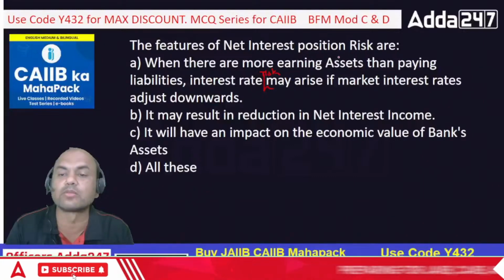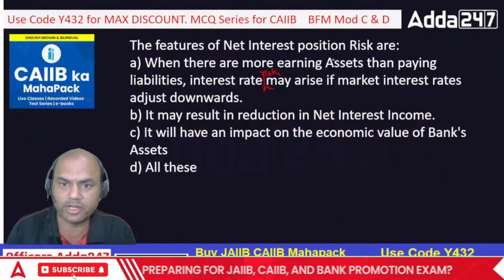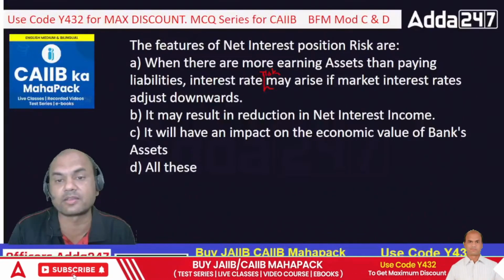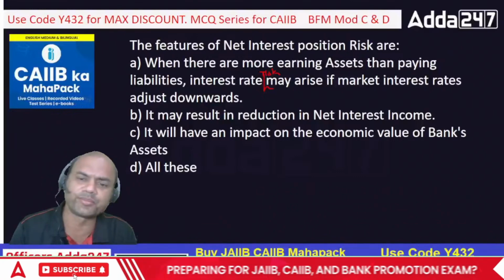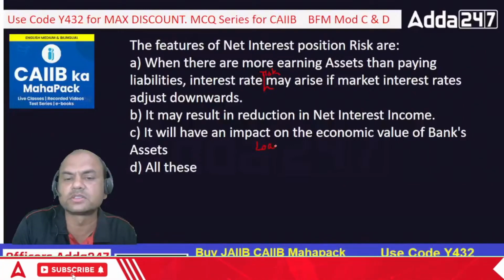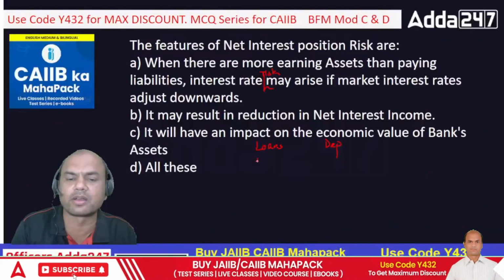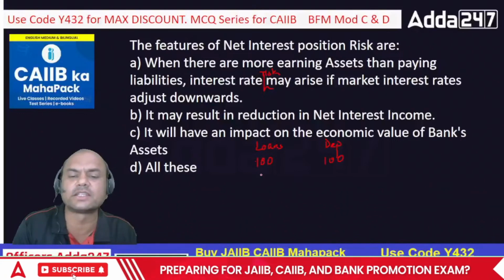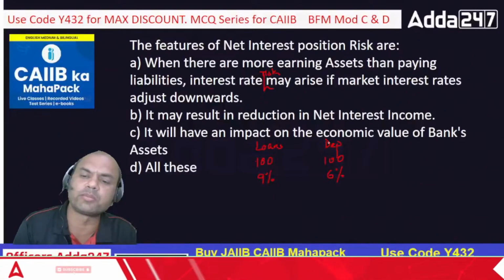So if my assets are more than my liabilities, I am earning higher interest than I am giving out. In that case, if the interest rate goes down, I will definitely be affected. Many of you might not have understood this option A, so let me explain. Imagine there are loans and deposits. Let's say loans are rupees 100 and deposits are 100, considering both figures the same. On loans I am earning, let's say, 9%. On deposits I am paying, let's say, 6%. Now what happens if the interest rate goes down?